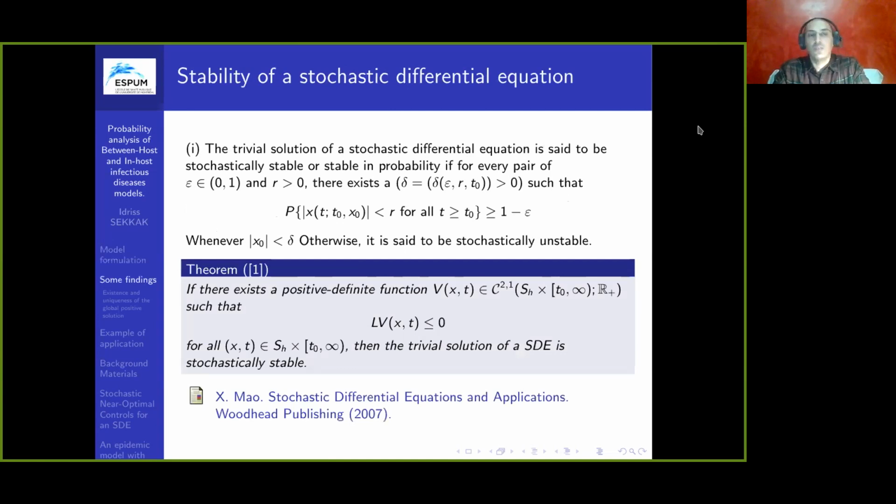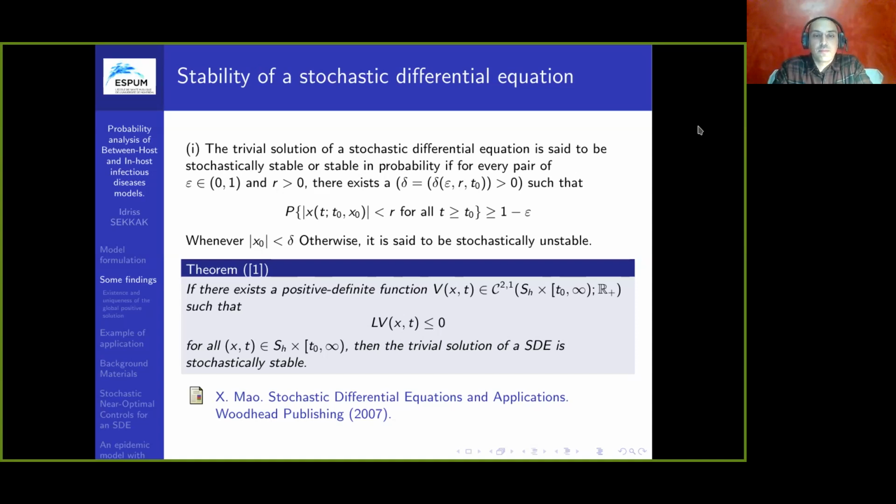So for the mathematical background, I will give a small presentation of the theorem for the stability. In the general sense, the trivial solution of a stochastic differential equation is said to be stochastically stable, or stable in probability, if for every epsilon between 0 and 1 the probability that the modulus of x is bounded is bigger than 1 minus epsilon. Otherwise, we say it's stochastically unstable. For our work, we usually use the Lyapunov function. If there exists a positive definite function V such that LV is less than 0, we fulfill the condition for stability, and we can say that the trivial solution of the SDE is stochastically stable.